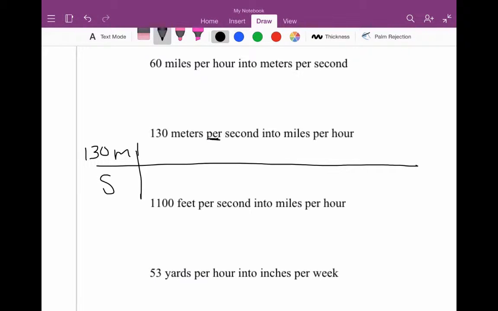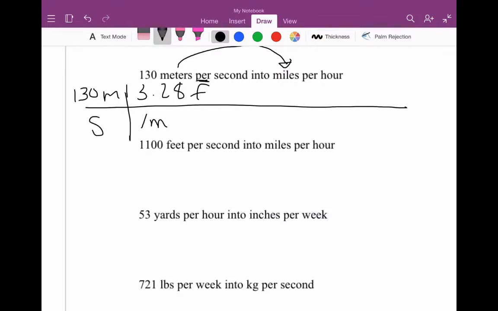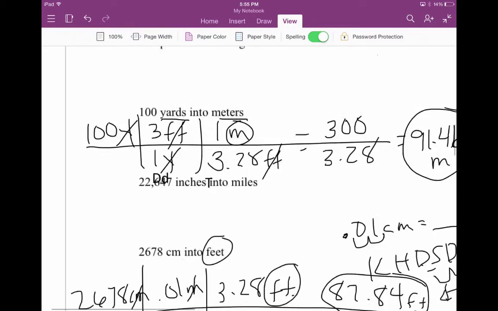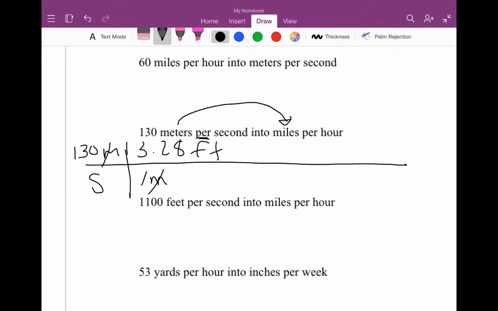First thing we're going to do is go from meters to miles. Looking back up at our chart, we need meters to miles. First, we're going to have to do meters to feet and then feet to miles. So 1 meter equals 3.28 feet. So we want to put our meters on the bottom. 1 meter equals 3.28 feet. Our meters will cross out. Now we have feet. We need to go feet to miles. Our conversion factor for feet to miles is 5,280 feet equals 1 mile. So we have 5,280 feet, because we want our feet to cross out, equals 1 mile.